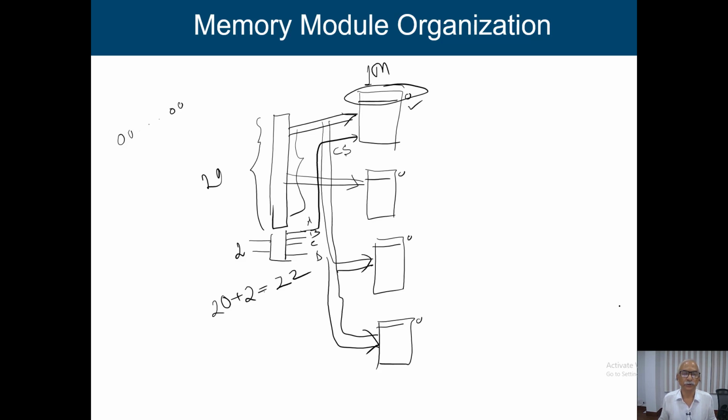Okay. So now I think you've got an idea. If we are having a smaller memory chip, meaning capacity is smaller, we can combine them together to make a bigger memory module.